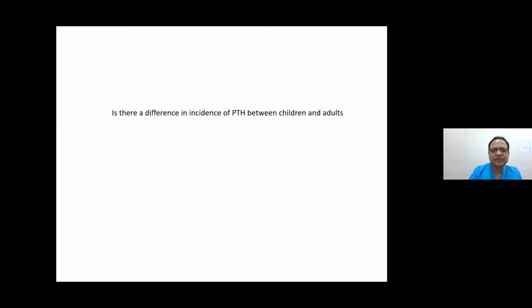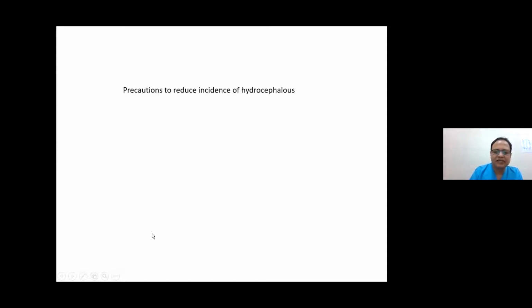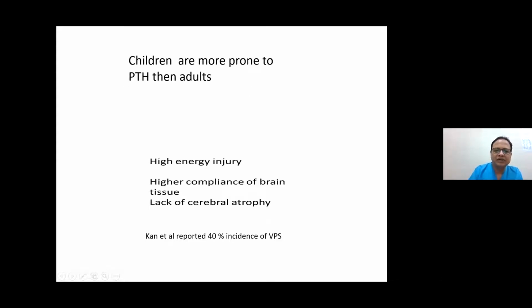Is there a difference in post-traumatic hydrocephalus between children and adults? All of us might think that it is the same, but it is not so. Children are more prone to post-traumatic hydrocephalus than adults, and it is probably because they have a higher energy injury than adults, the compliance of brain tissue is higher in them, and because they do not have cerebral atrophy, it's not compensated. So 40% need a shunt following hydrocephalus as compared to 10 to 20% in adults.